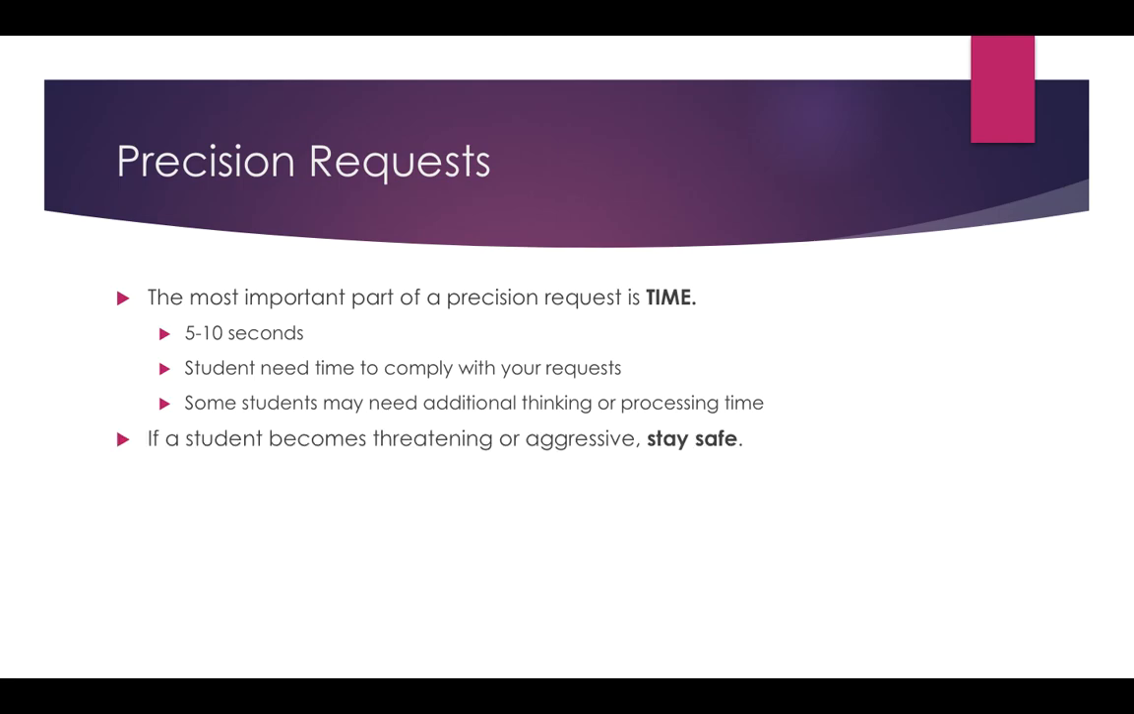If a student becomes threatening or aggressive, the first thing you should do is stay safe. If a student is going to not be respectful or kind to you, then you need to make sure that your safety comes first. Move to a safe distance, inform a teacher or nearby adult. Yes, even if that means leaving the student alone.